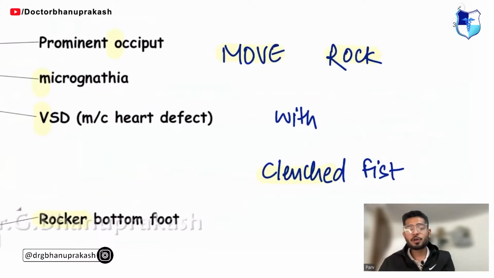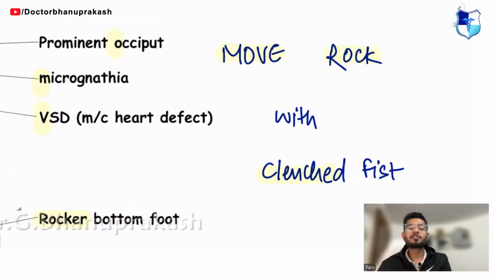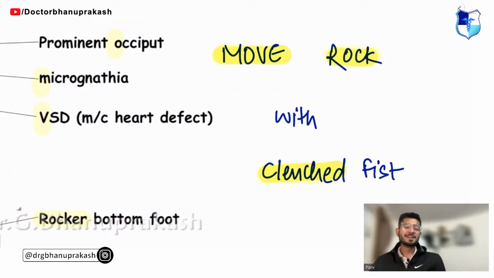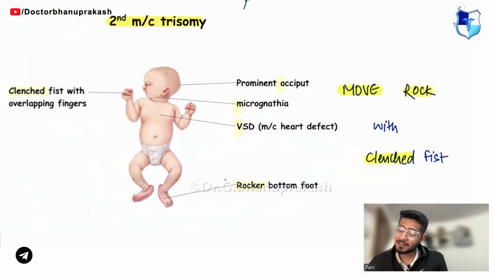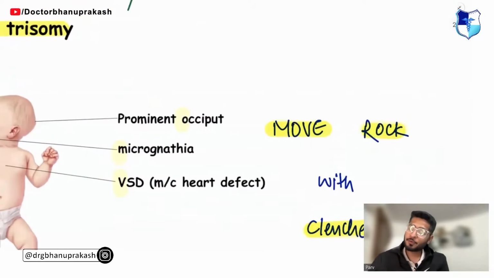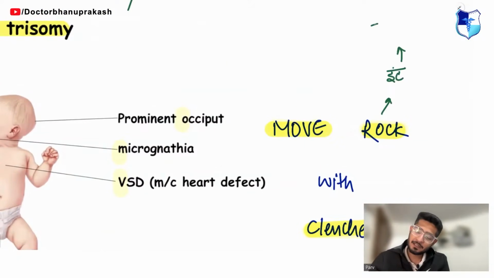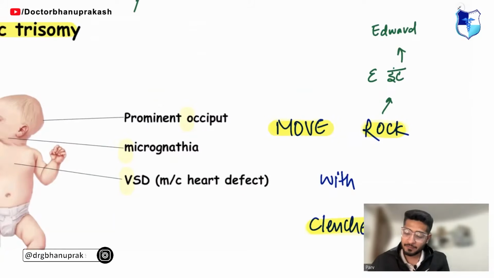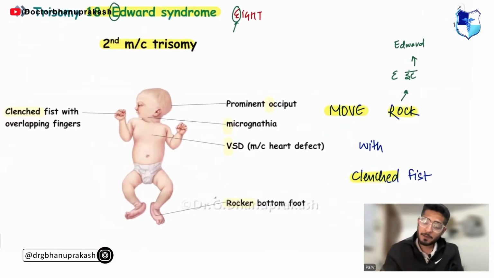The next important thing is: move the rock with clenched fist. What is this? This is actually Edward syndrome. Rock, we can say brick (eent in Hindi), and brick starts with E, E for Edward. So just remember, move the rock with the clenched fist. In Edward you will have a clenched fist.